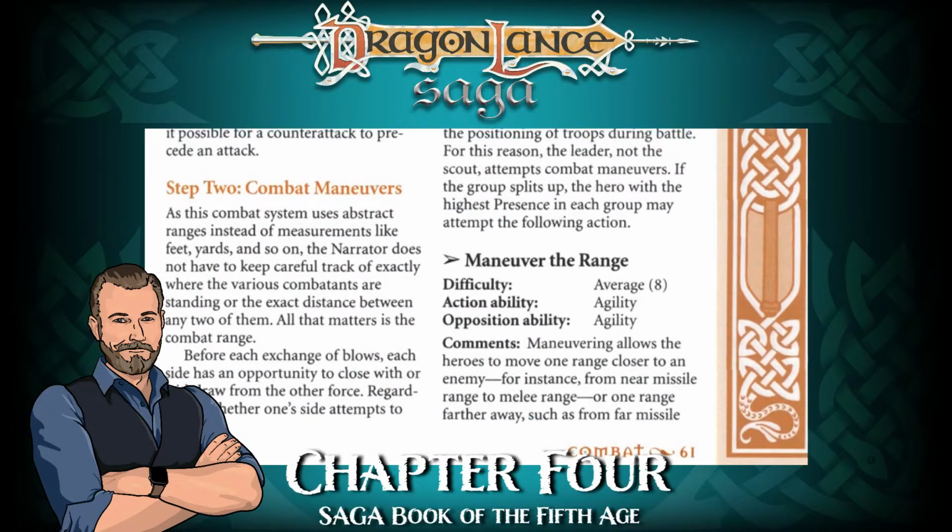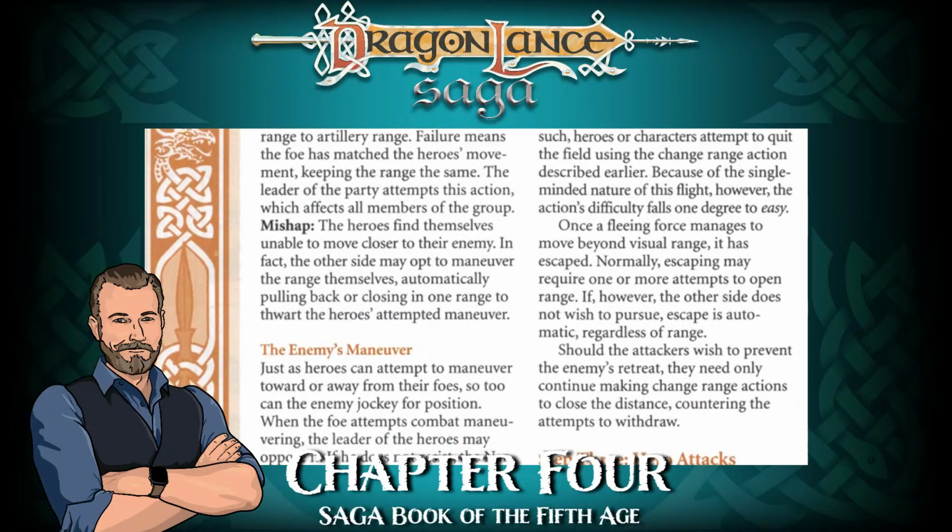Maneuver the range. Difficulty average 8, action ability agility, opposition ability agility. Comments. Maneuvering allows the heroes to move one range closer to an enemy, for instance, from near missile range to melee range, or one range further away, such as from far missile range to artillery range.